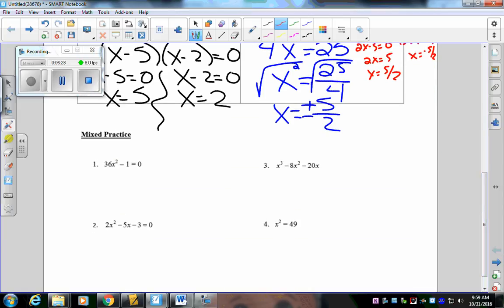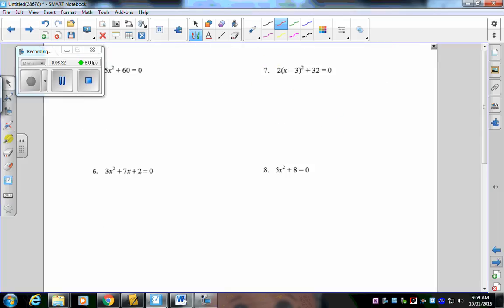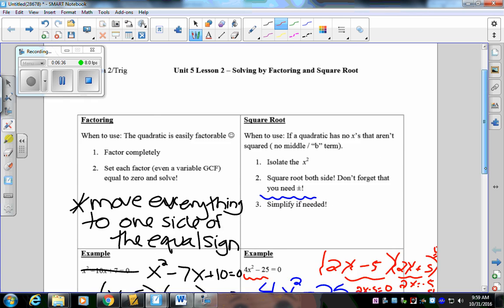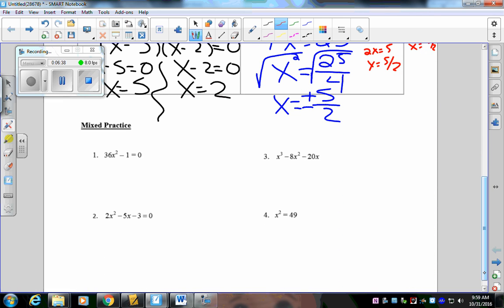Okay, we're going to do these 4 together, and then I'll have you try, I think there's 4 in the back, on your own. So let's first identify which solution method and then go from there. So looking at number 1, do you think we should use square rooting or factoring? Yes, square rooting because there is no middle term. There's no x term. Okay, I couldn't factor that, but you don't have to.